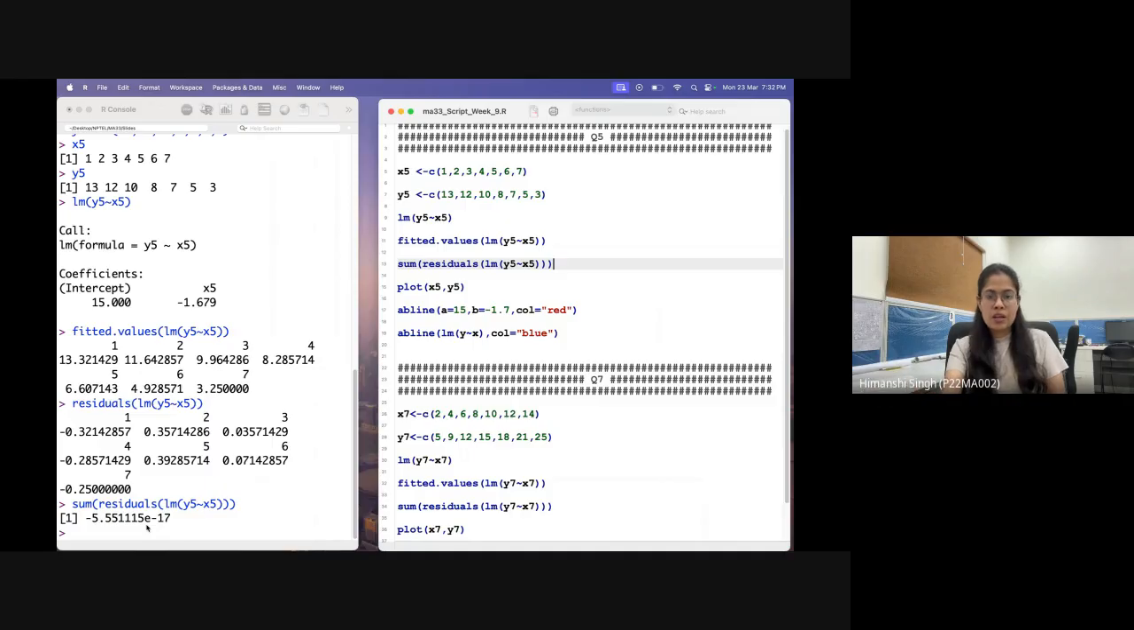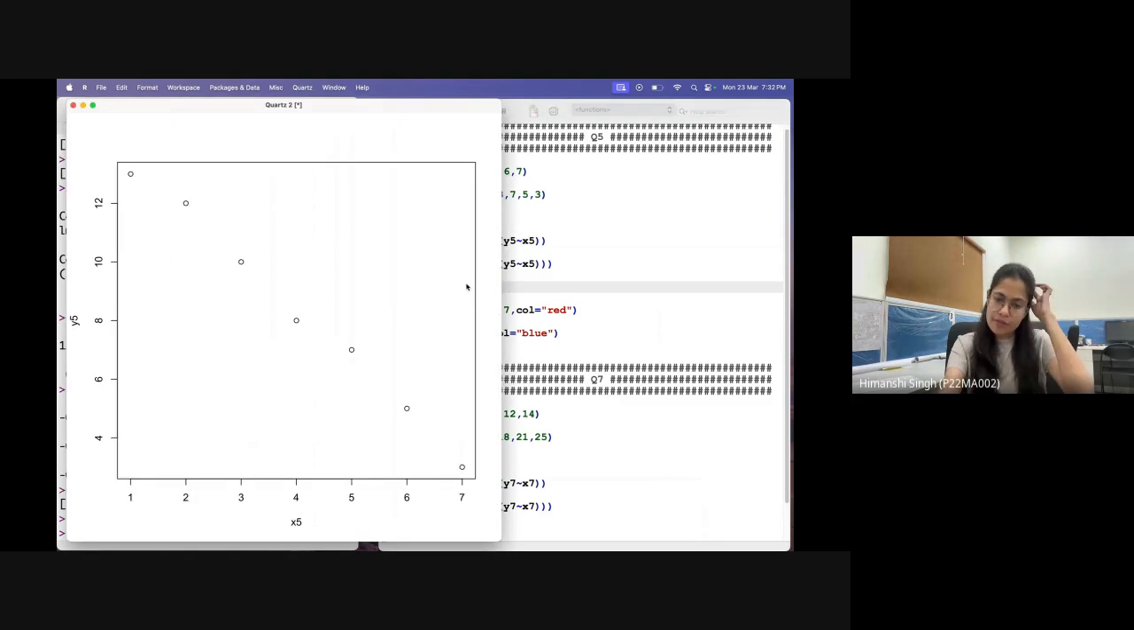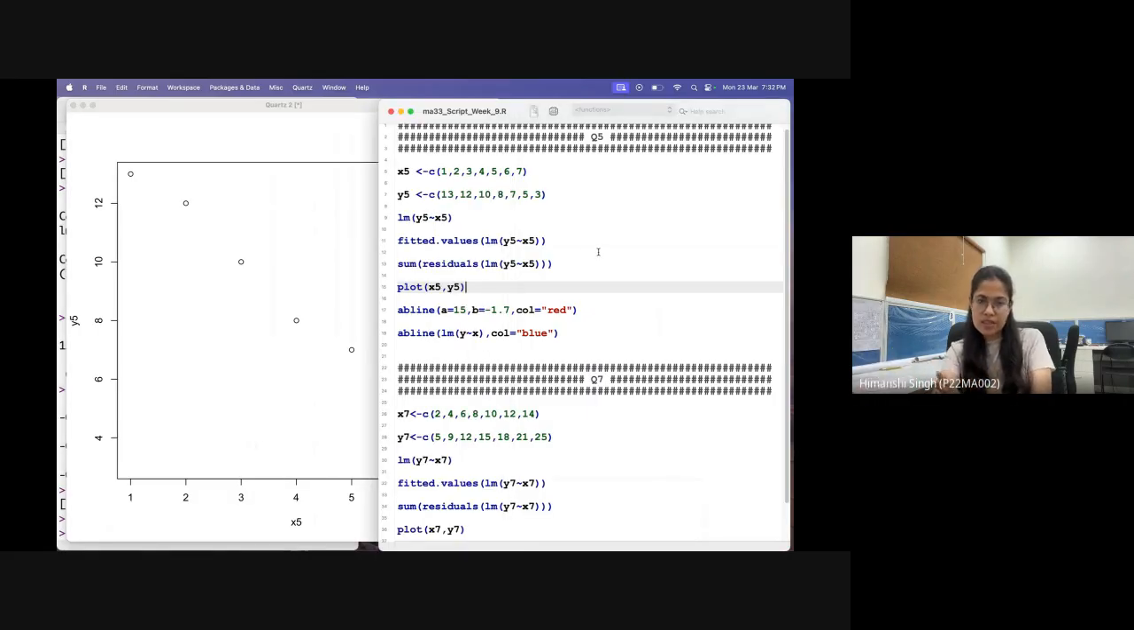Fine. Further, in order to picturize the thing, let me show the scatter plot for these. If I write plot(x5, y5), I will get this scatter plot. You can see here that the slope of the line is negative, which means that when I increase x, my y is decreasing. Fine.